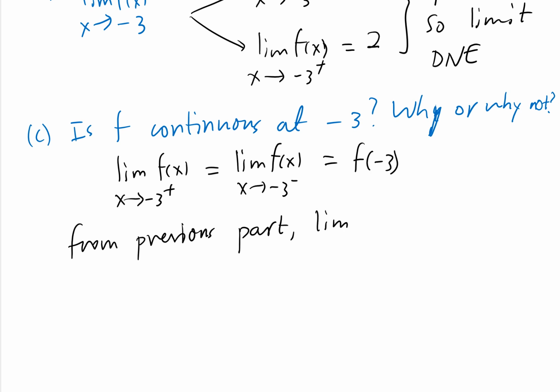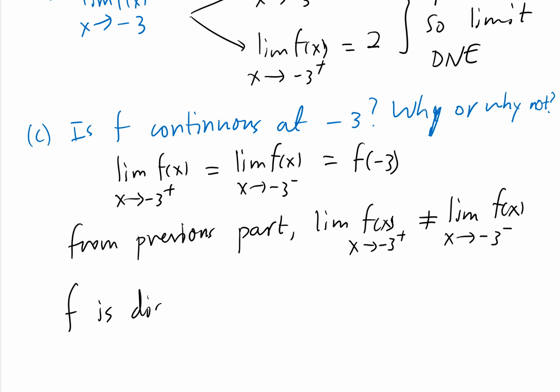Now we know from previous parts the limit of f of x as x approaches -3 from the right side does not equal the limit of f of x as x approaches -3 from the left side. So we say f is discontinuous at x equals -3.